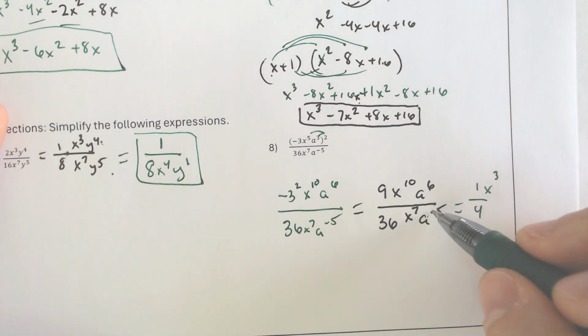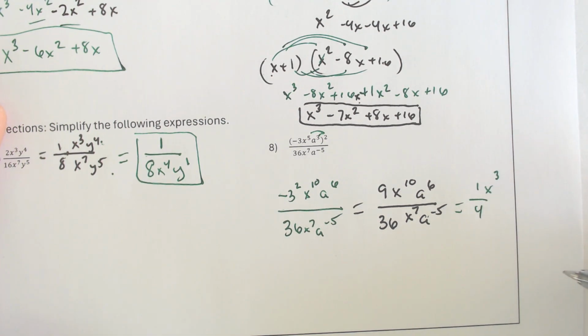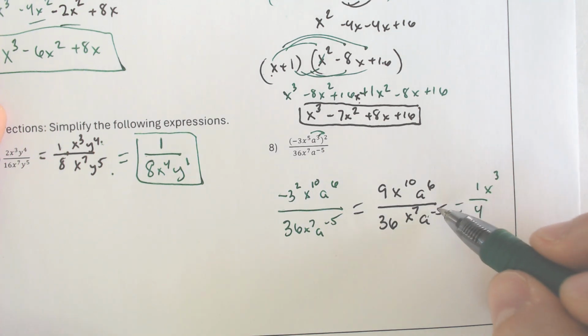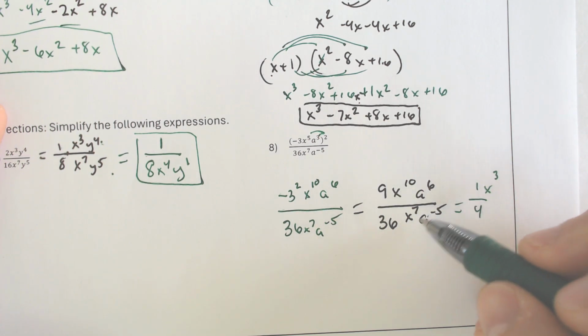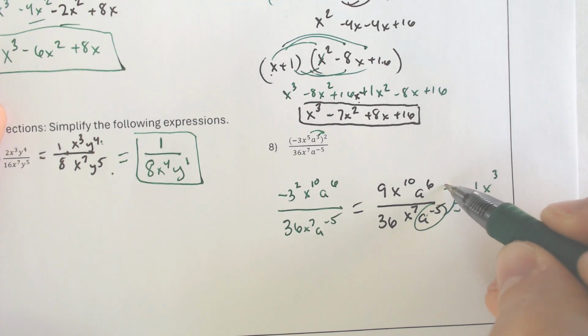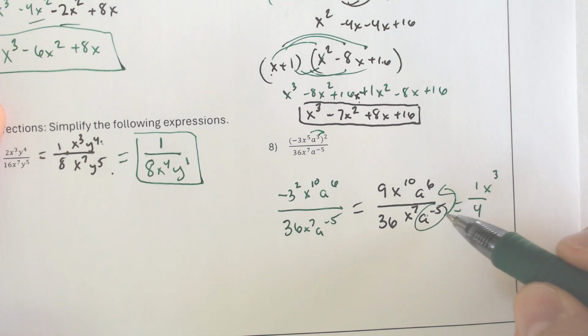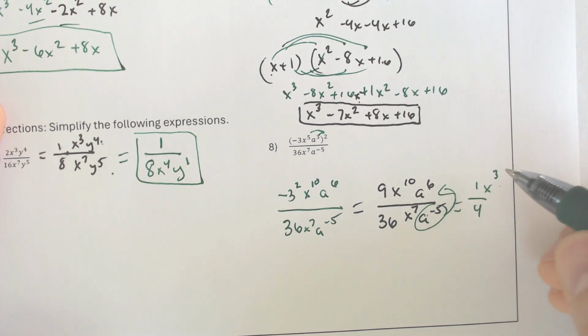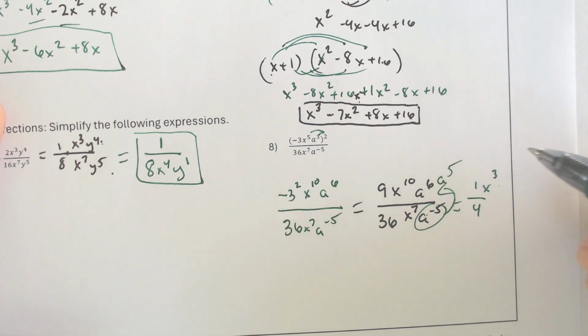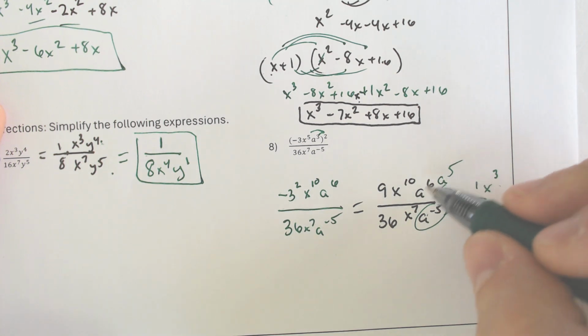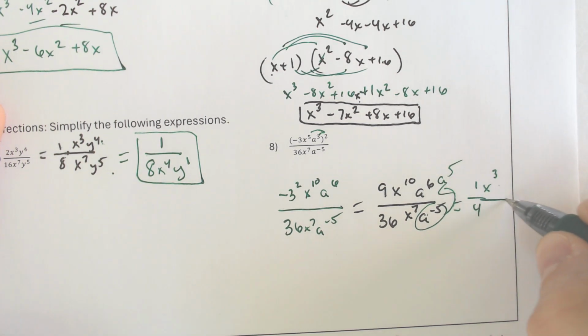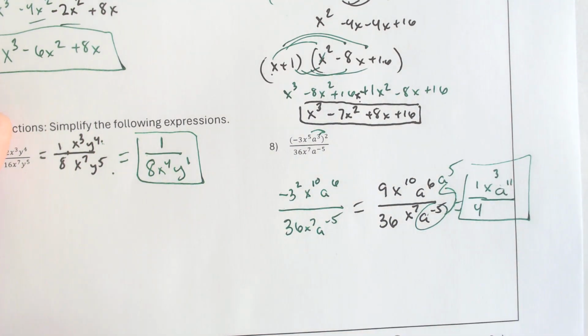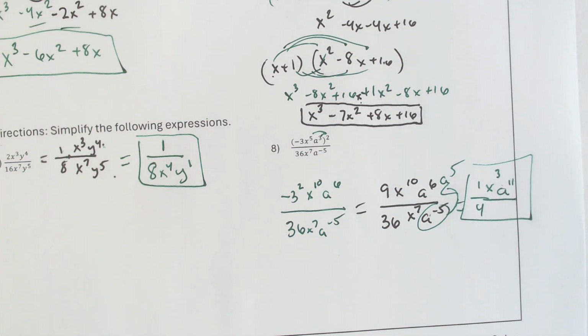Then we have this a to the negative power. Anything raised to the negative power, automatically, wherever it is, jumps ship and moves either to the top or the bottom. So this a to the negative fifth is going to go to the top. And when it goes to the top, it's going to make it positive 5. And we already had 6 of them up there. So if we combine the 5 and the 6, you get a to the 11th for that one. Okay? That's going to do it for this one.